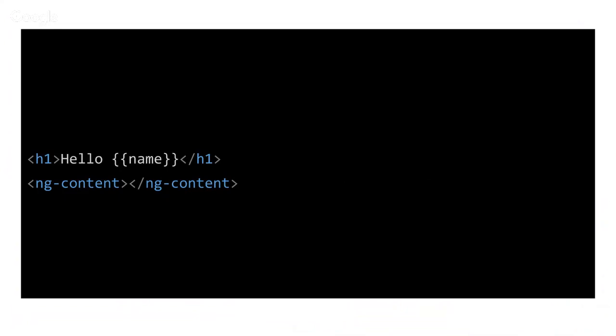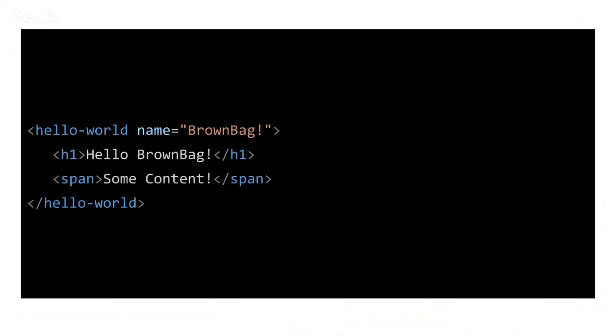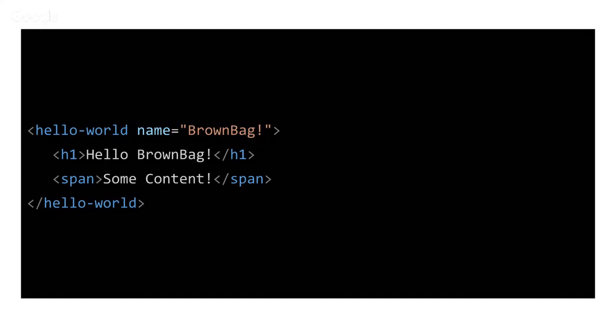So, content projection. Are you familiar with transclusion from AngularJS? If you're not, basically what it means is you can just put ng-content somewhere in your template HTML, and then any child content of your tag will go wherever you specify ng-content. So for example, if we were to put a span with some content inside of our template, it comes out looking like this because it just replaces ng-content with whatever you put in there.